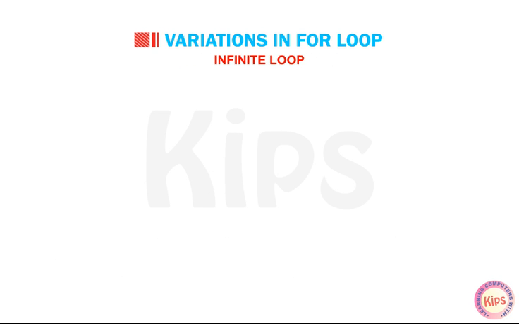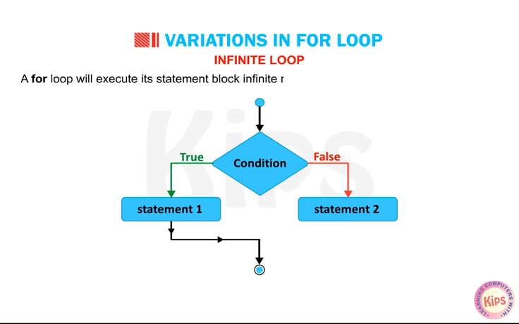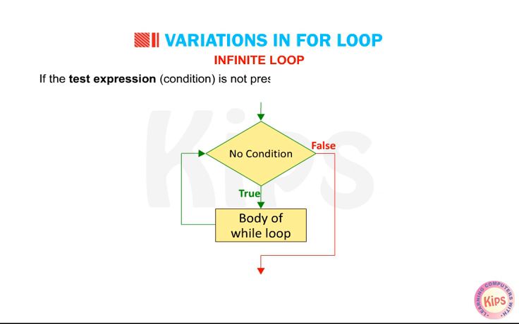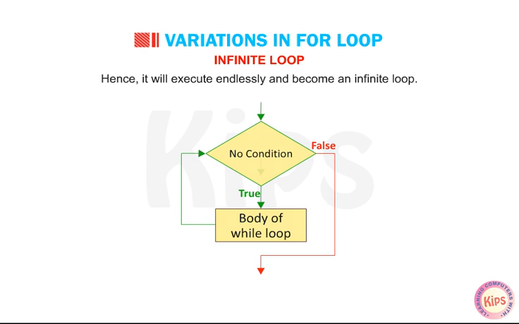Number 3, infinite loop. A for loop will execute its statement block an infinite number of times if we skip the condition. If the test expression (condition) is not present in the loop, it will never return false. Hence, it will execute endlessly and become an infinite loop.